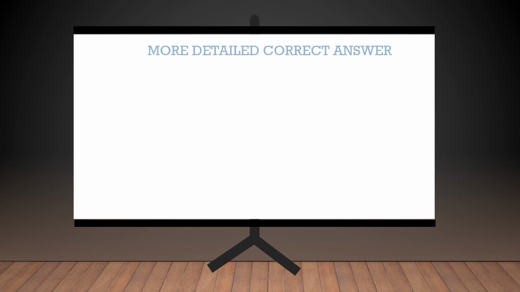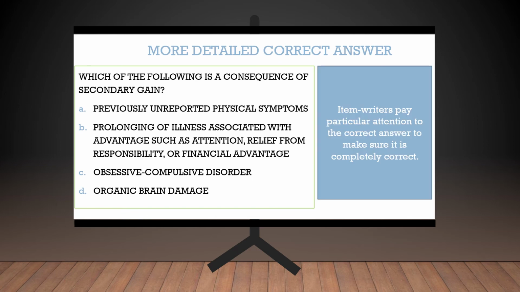More detailed correct answer. The correct answer in this example is the longest option. Item writers tend to pay particular attention to the correct answer to make sure that it is completely correct, and this is understandable as teachers because you would like your correct option to be more detailed. However, this could lead the examinee to the correct answer.